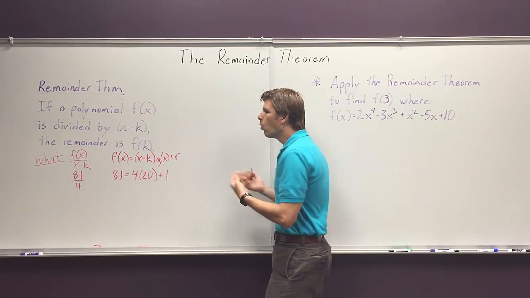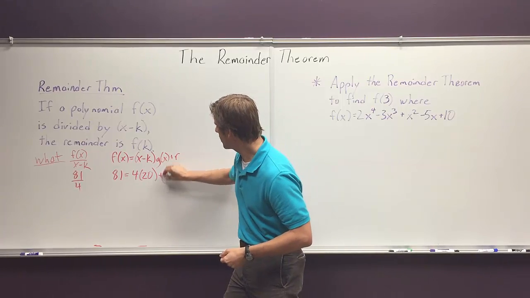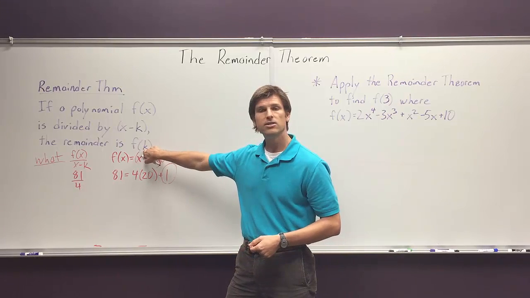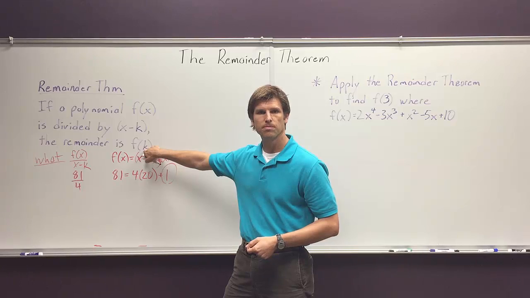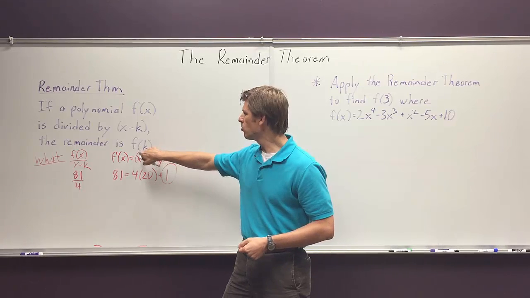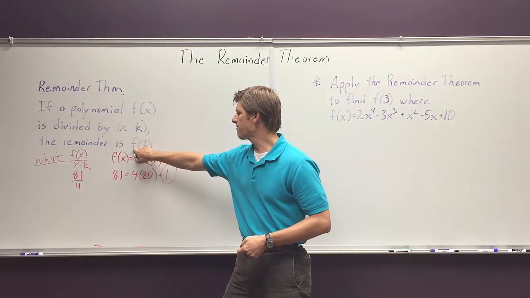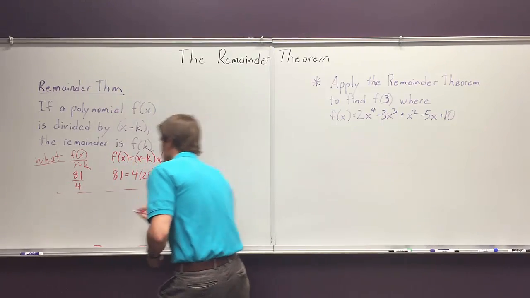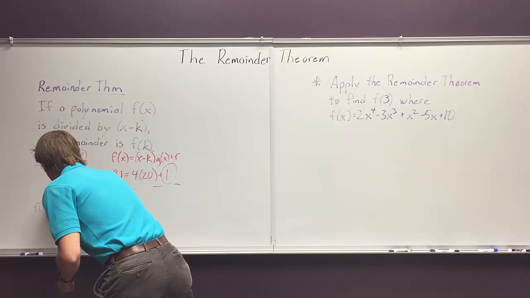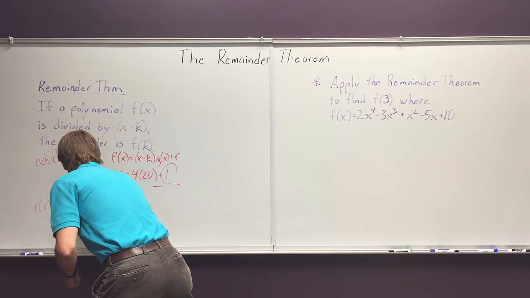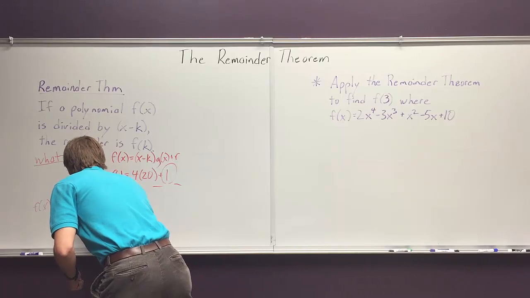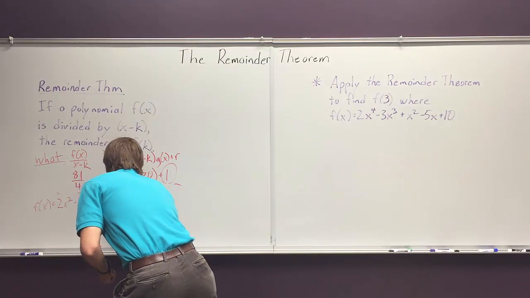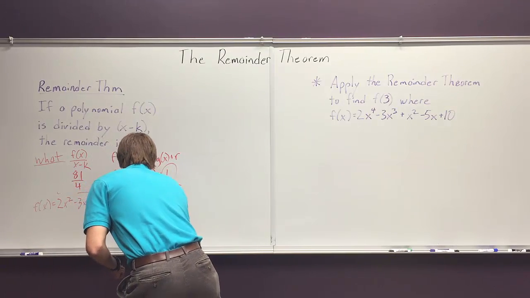So what this says is, if you want to know this remainder, just plug that k value into the function. Conversely, if you want to know this f of k, you can just find the remainder. So let's take a really simple example and see what that looks like. Let's say f of x equals 2x squared minus 3x plus 4. And let's say, what would happen if I divided that by x plus 2?